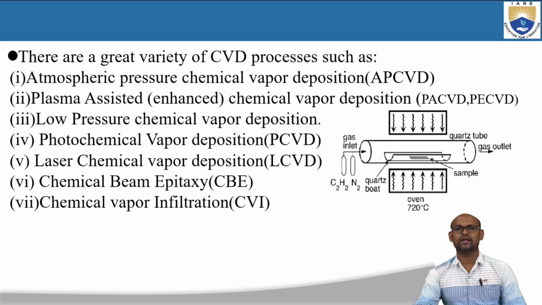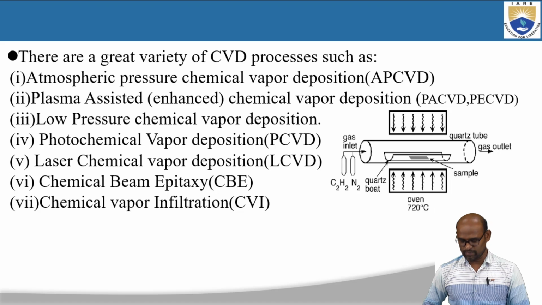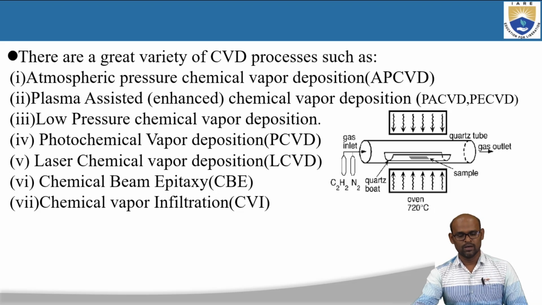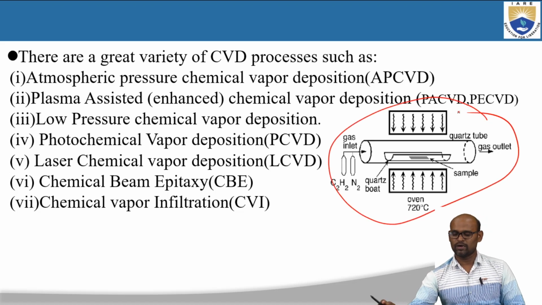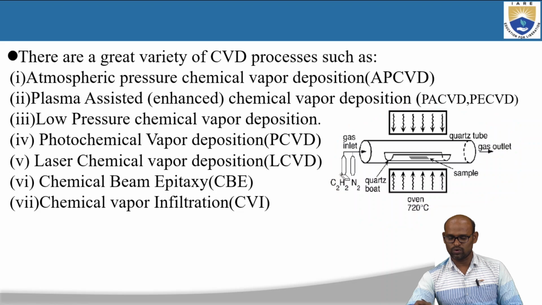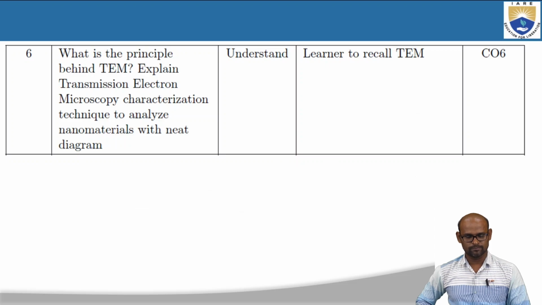There are a great variety of chemical vapor deposition processes such as atmospheric pressure chemical vapor deposition, plasma assisted chemical vapor deposition, low pressure chemical vapor deposition, photochemical chemical vapor deposition, laser chemical vapor deposition, chemical beam epitaxy, and chemical vapor infiltration. So these are some of the different varieties of processes in chemical vapor deposition techniques, and the schematic of this technique is given here. So you have reactant gases entering the chamber, and that is heated to produce a gas. That metal will be deposited onto a substrate, and you are going to produce nanoparticles.